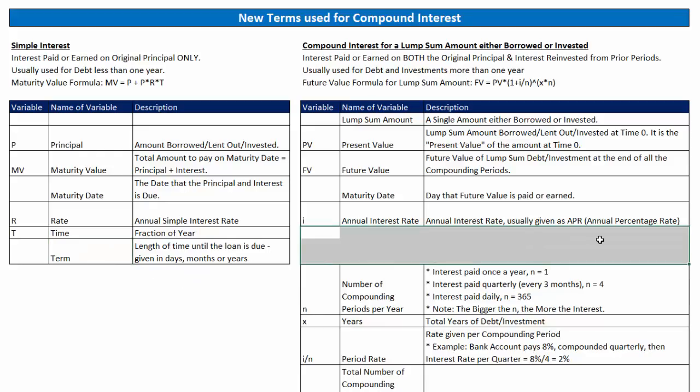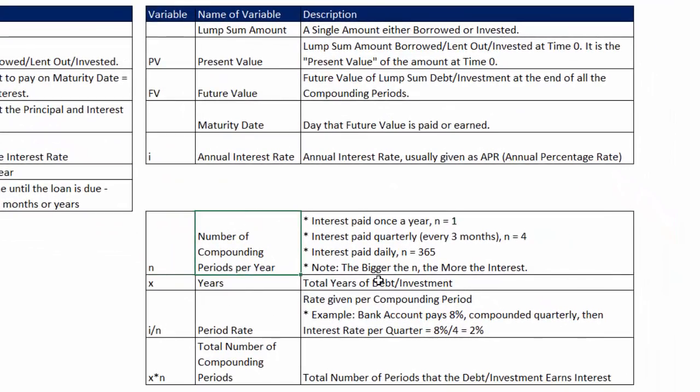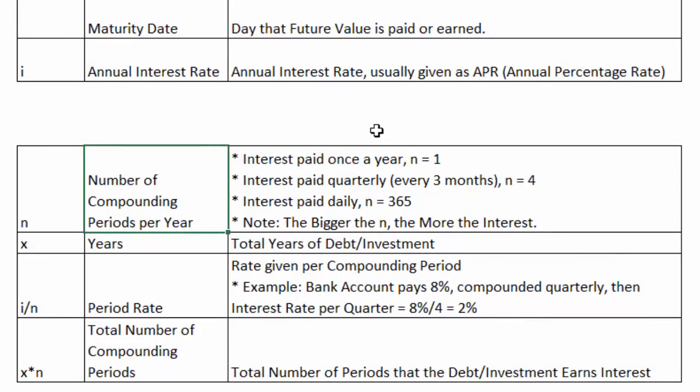Now, we don't have direct parallel variables on the compound interest side. Instead of using time, fraction of a year, and term, we're going to use number of compounding periods per year. So if the annual interest rate is 10% compounded monthly, then n, that's our math variable, total number of compounding periods per year, that's 12. So if interest is paid once a year, n will be equal to 1. Interest paid quarterly, every 3 months, n will be equal to 4.